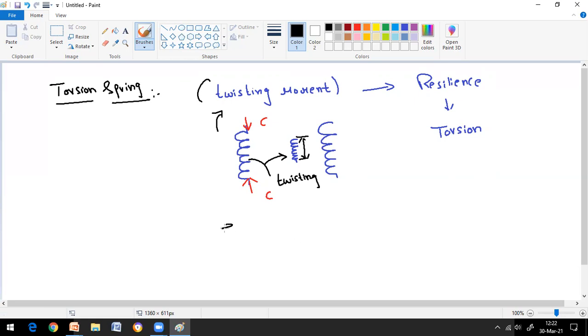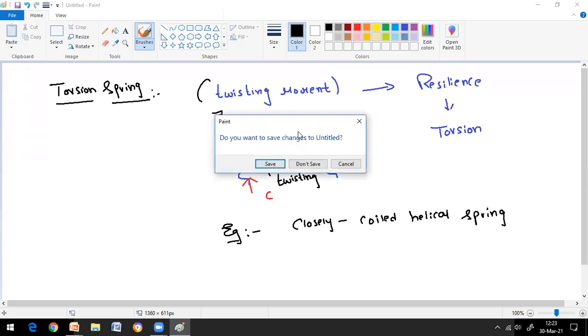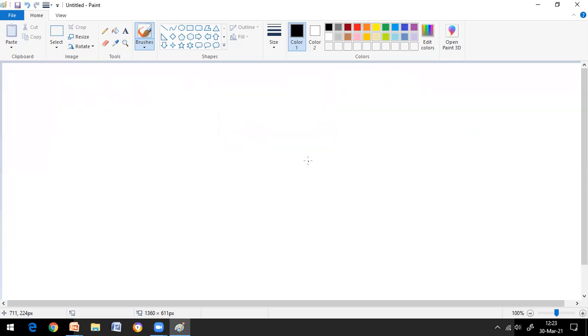So the best example for torsional spring is closely coiled helical spring. Closely coiled helical spring is the one which is considered as a torsional spring. Okay, right. So next, let's go to the second spring, which is a bending spring. Let's see the next one, bending spring.